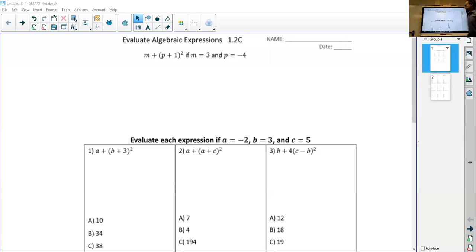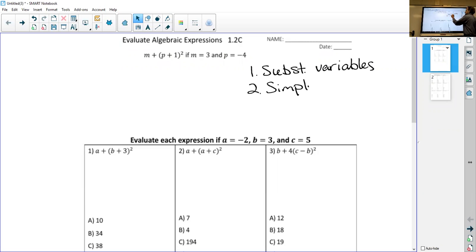Okay, so our third part of evaluating algebraic expressions. So this time we've got parentheses and exponents. It doesn't change anything, it's still the same two steps, where the first one is substitute your variables. And then the second step, we just simplify using PEMDAS.